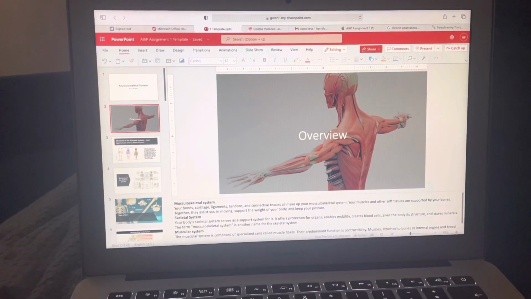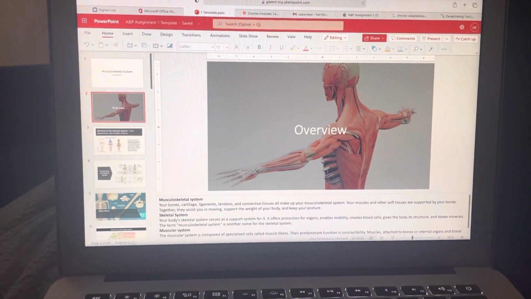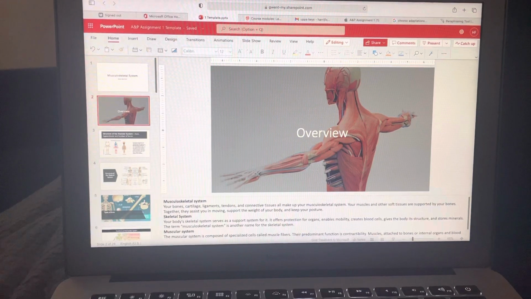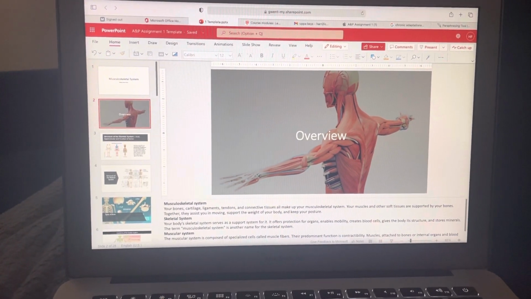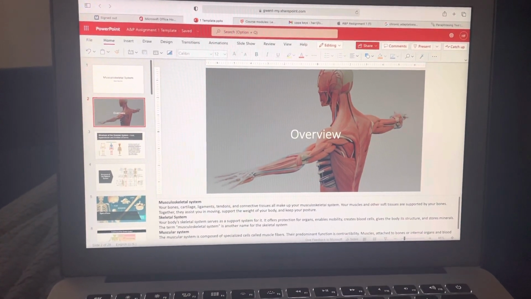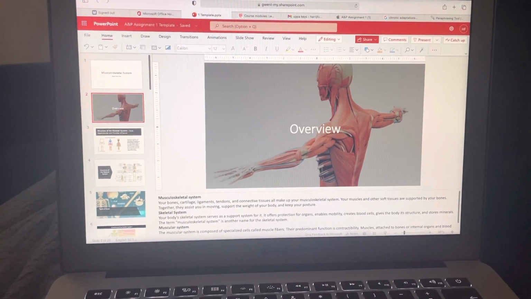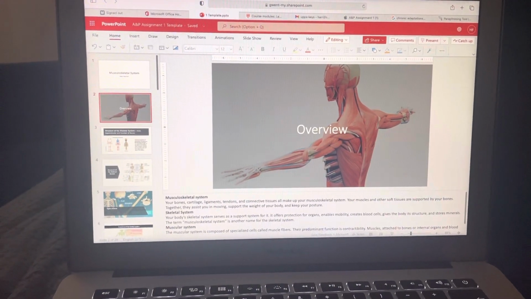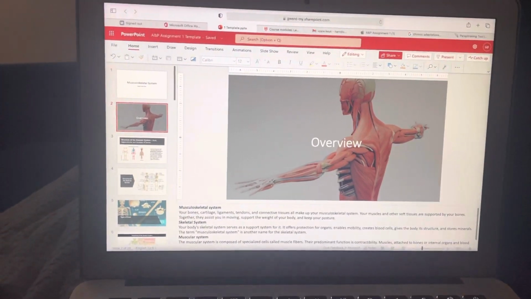Skeletal system. Your body's skeletal system serves as a support system for it. It offers protection for organs, enables mobility, creates blood cells, gives the body a structure, and stores minerals. The term musculoskeletal system is another name for the skeletal system.